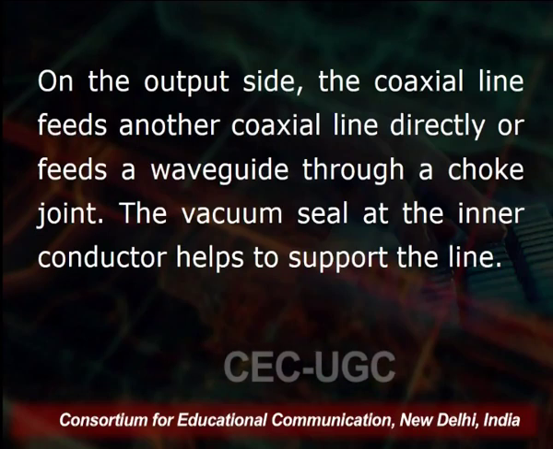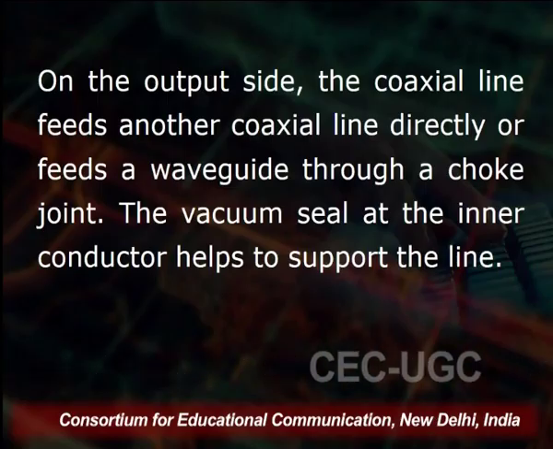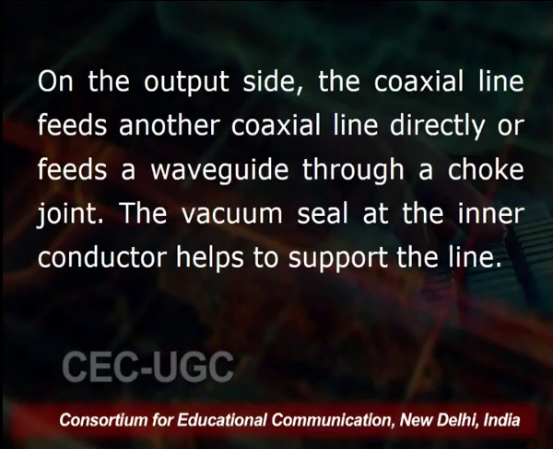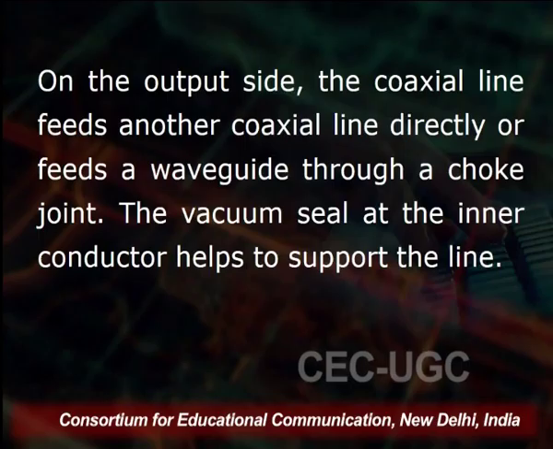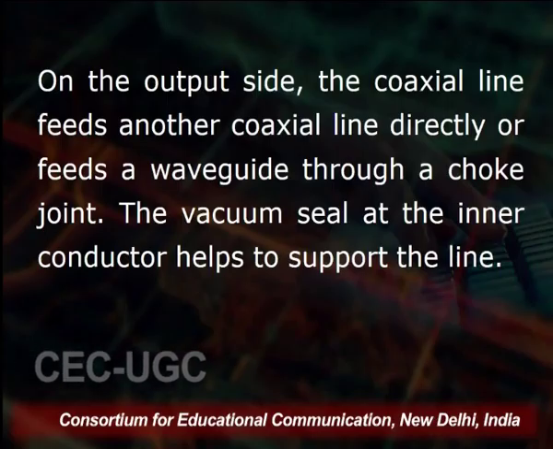On the output side, the coaxial line feeds another coaxial line directly, or feeds a waveguide through a choke joint. If there is a choke joint, then we feed from one waveguide to another. The vacuum seal at the inner conductor helps to support the line. Moreover, there is aperture or slot coupling, where energy is coupled directly to a waveguide through an iris made from glass or ceramic.